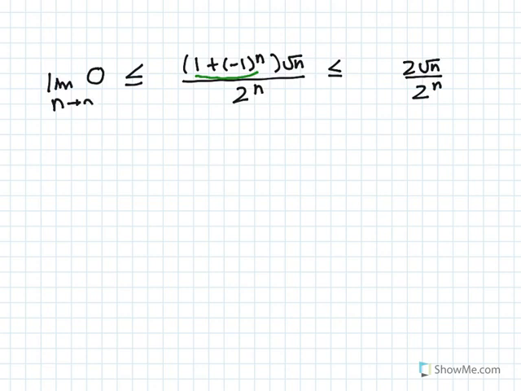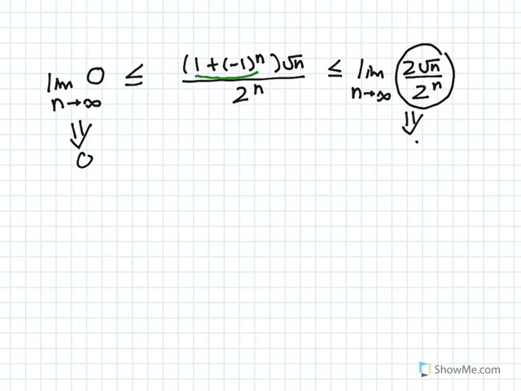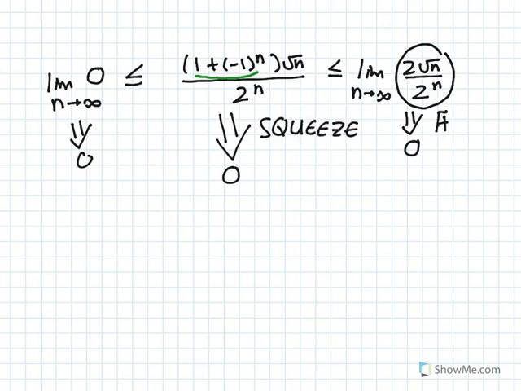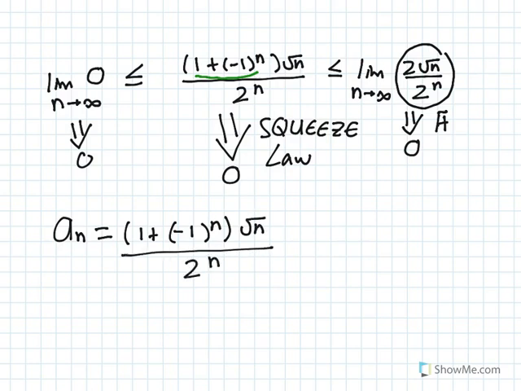The limit of 0 as n goes to infinity is clearly 0. And we proved using L'Hopital's rule that the limit as n goes to infinity of 2 root n divided by 2^n is 0. So by the squeeze law, the limit of a_n is going to be 0. But always label this, always give the reason why this is going to 0, and it's because of the squeeze law. All right, so by the squeeze law, we have proven that a_n, equal to (1 plus (-1)^n) times root n divided by 2^n, converges and has a limit of 0.